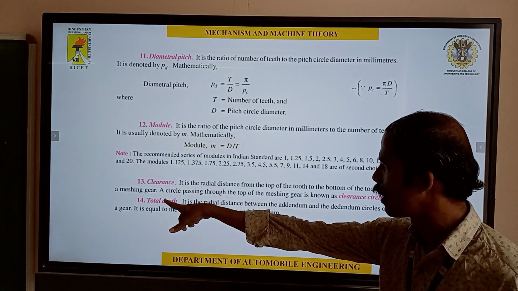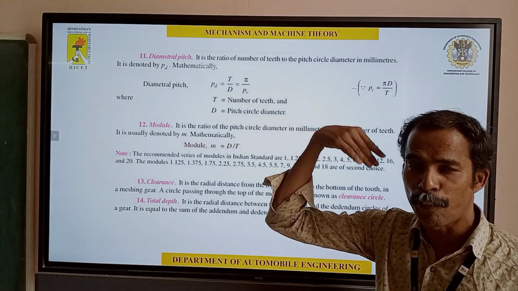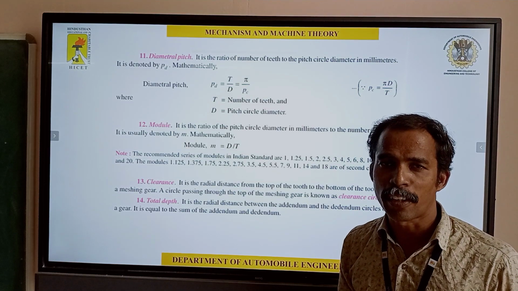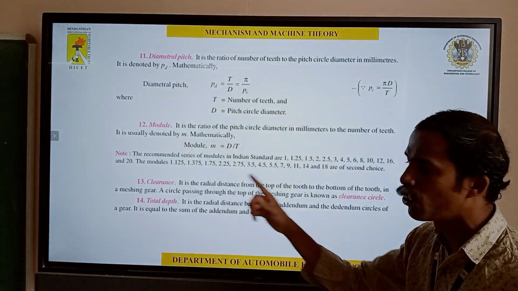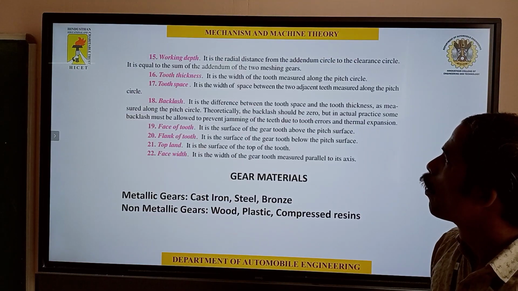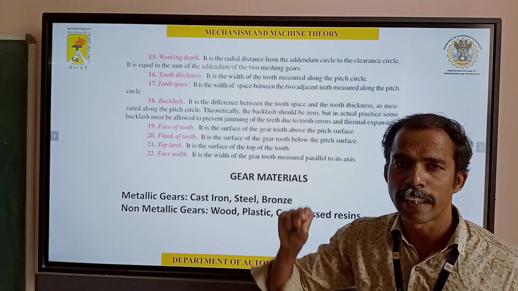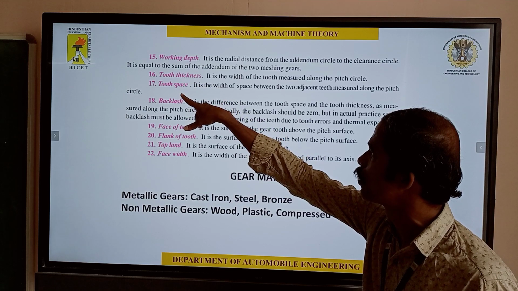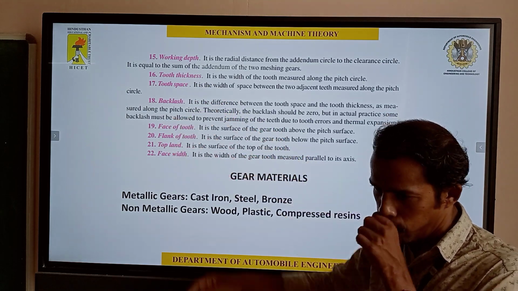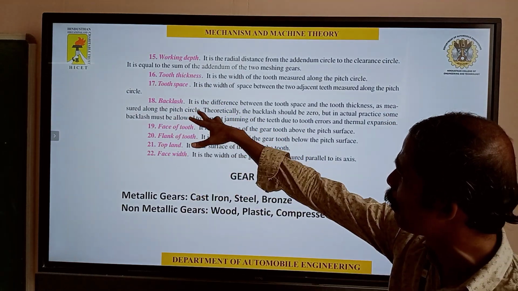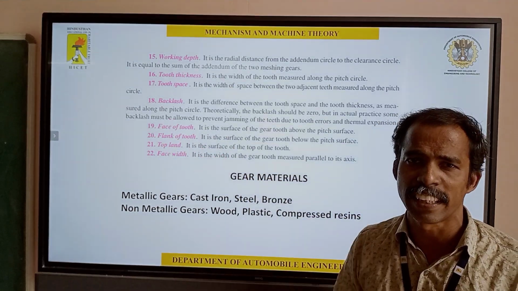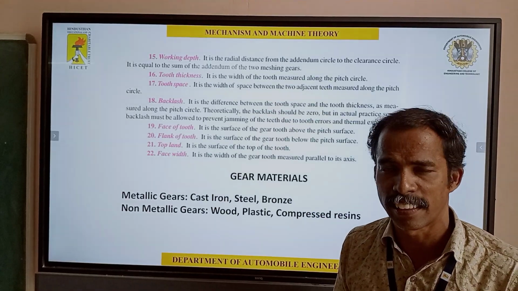Clearance I have already explained. Total depth means the distance from the top of the addendum to the bottom of the dedendum. Working depth is the total depth minus the clearance. Tooth thickness, tooth space, back space, face of tooth, flank of tooth: these we have seen in the previous slides.